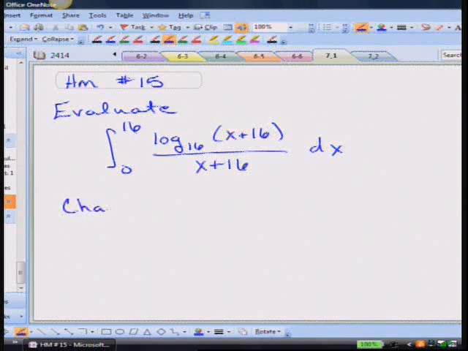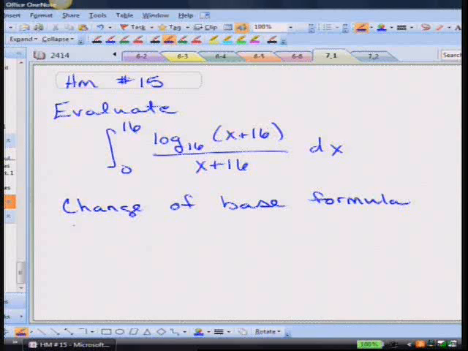Okay, so the change of base formula is that the... I just had another thought though. This may not actually be a good idea. All right, we'll try it.